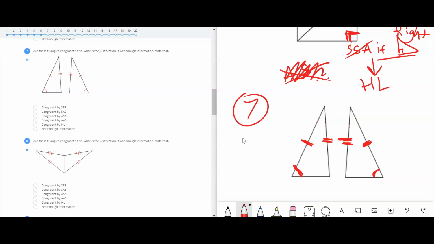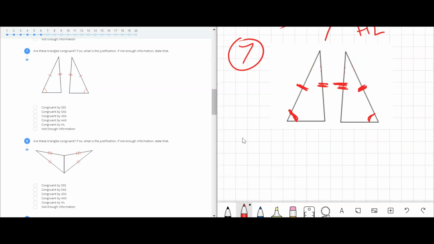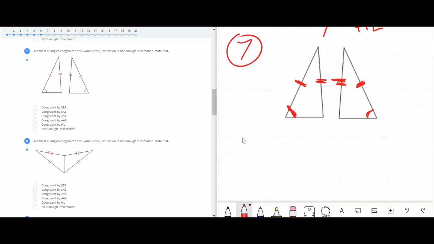Now some of y'all are thinking, like we just did up here, wait a minute, that's going to be HL automatically, right? Well, again, we'll call it side-side-angle. Is it a right angle? Do we have a labeled right angle? This right here is not labeled as right, and that's not a right angle. In fact, there is no right angle. So this is actually not HL.